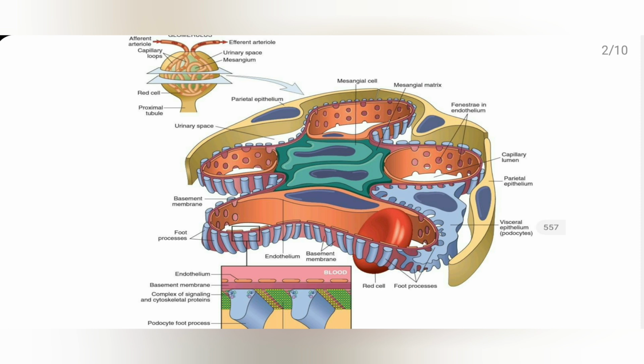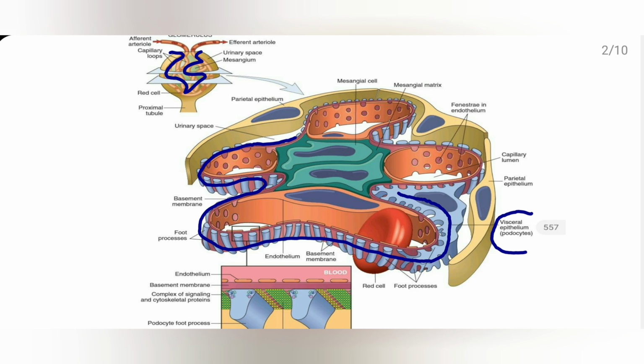What is this glomerulus? It consists of an anastomosing network of capillaries, which are lined on the outside by the visceral epithelium. The visceral epithelium consists of podocytes with foot processes. And the Bowman capsule, on the inside, is lined by parietal epithelium.